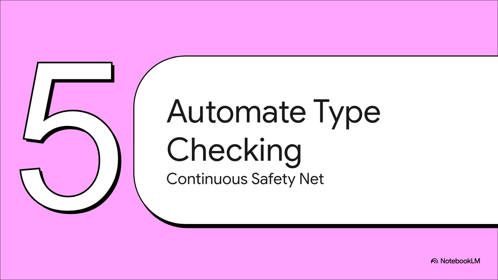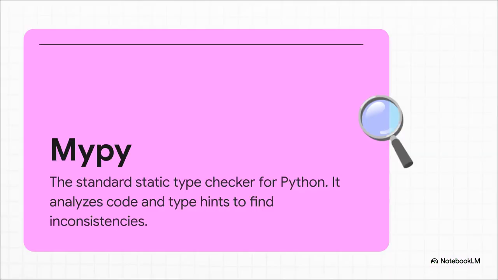Okay, so we've learned how to write the type hints and use libraries that enforce them. But the real power, the secret sauce, is automating the whole process. We need a tool that can act as our continuous safety net. And for that, we turn to MyPy. This is the industry standard static type checker for Python. You run it on your code, and it acts like a super strict proofreader. It just scans all your type hints, and it flags any place where the types don't line up. It is your first line of defense against all those type-related bugs.